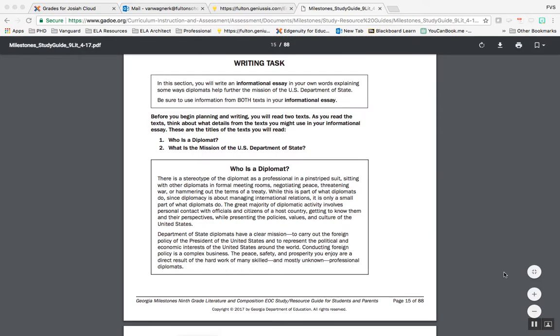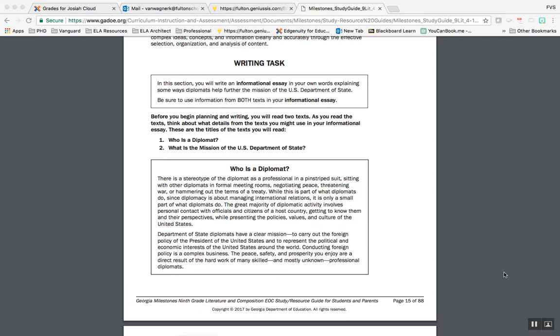Now here's an example of a writing task. In this case, it's an informational essay. You can see how much information they're giving you. They're telling you it is an informational essay in your own words, explaining some ways diplomats help further the mission of the United States Department of State. You're going to need to use both texts. They're going to give you two different texts in your informational essay. So it's a synthesis, and synthesis just means that you're taking information from multiple sources and combining them for a fuller understanding of the topic, okay?